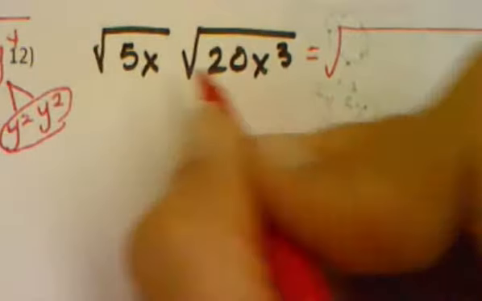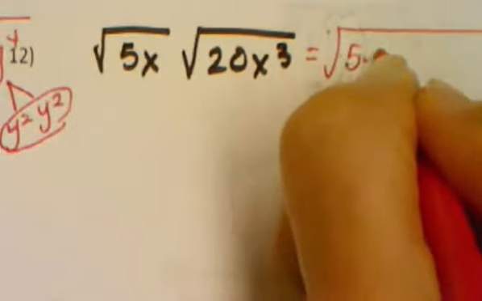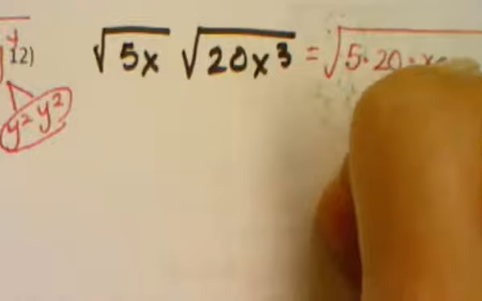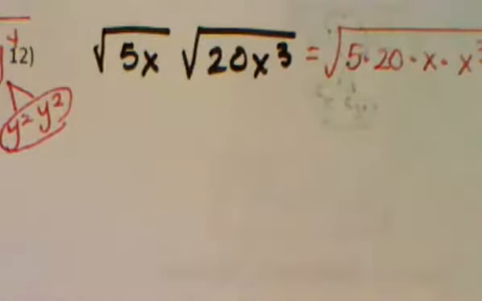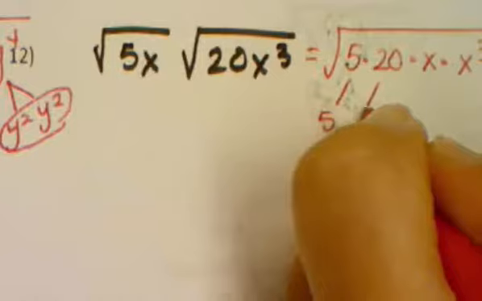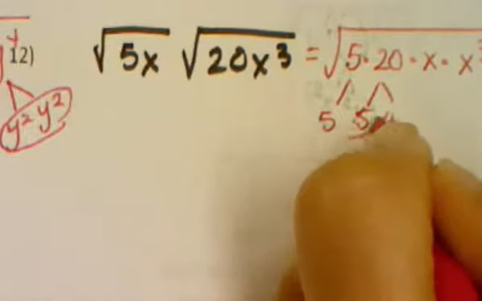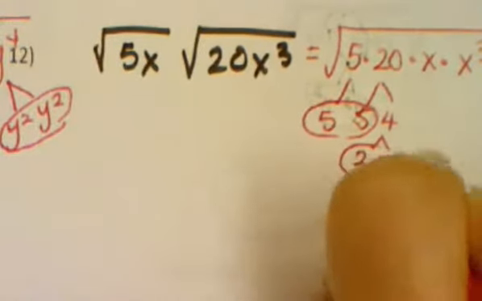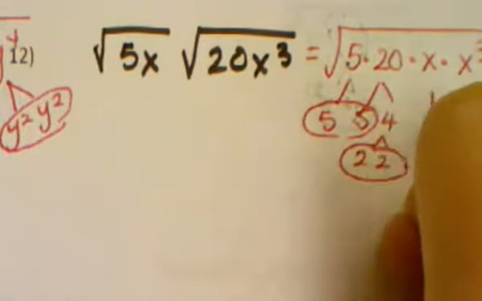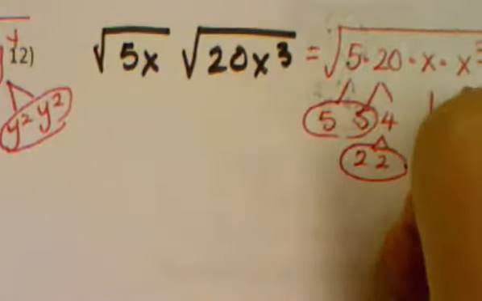Put everything under one big radical. So we've got 5 times 20 times x cubed. Okay, and I'll work through this one with you just because they are getting a little bit more complicated. So 5, and then 5 times 4, sorry about the handwriting, and then 4 is 2 times 2. So with our numbers, they've all paired off. Great news. And then we've got an x here and then x cubed.